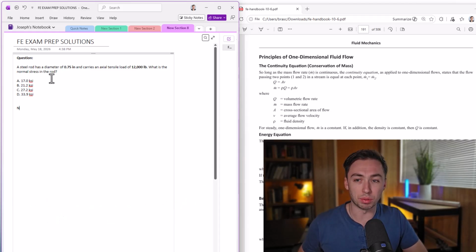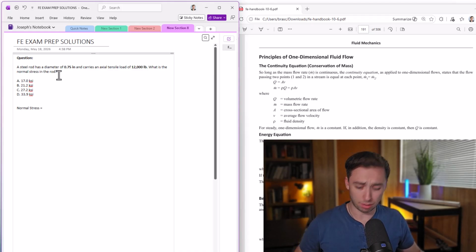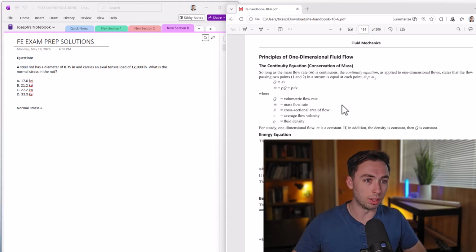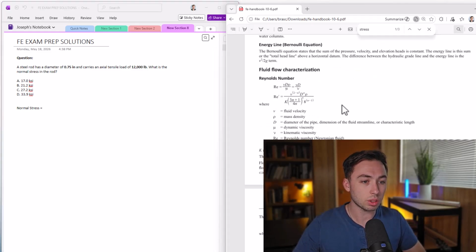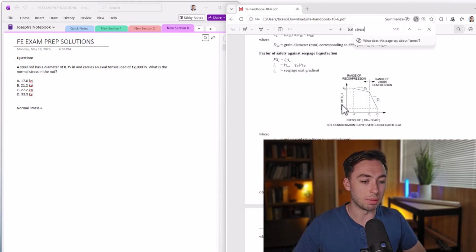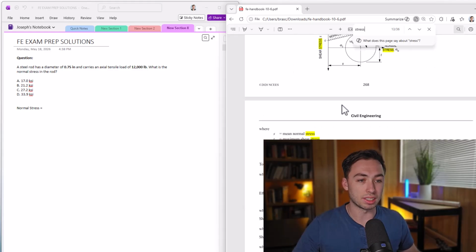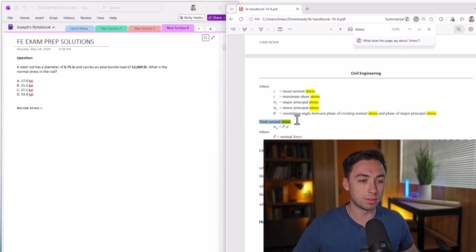I don't have the symbol for stress here, but I'm going to say normal stress. Where should we go first? Always the FE reference manual. If we look up the term stress, we're going to get a lot of answers, but we're going to want to find it in the mechanics of materials section. Total normal stress. Excellent. What does that equal? The normal force over the cross-sectional area.